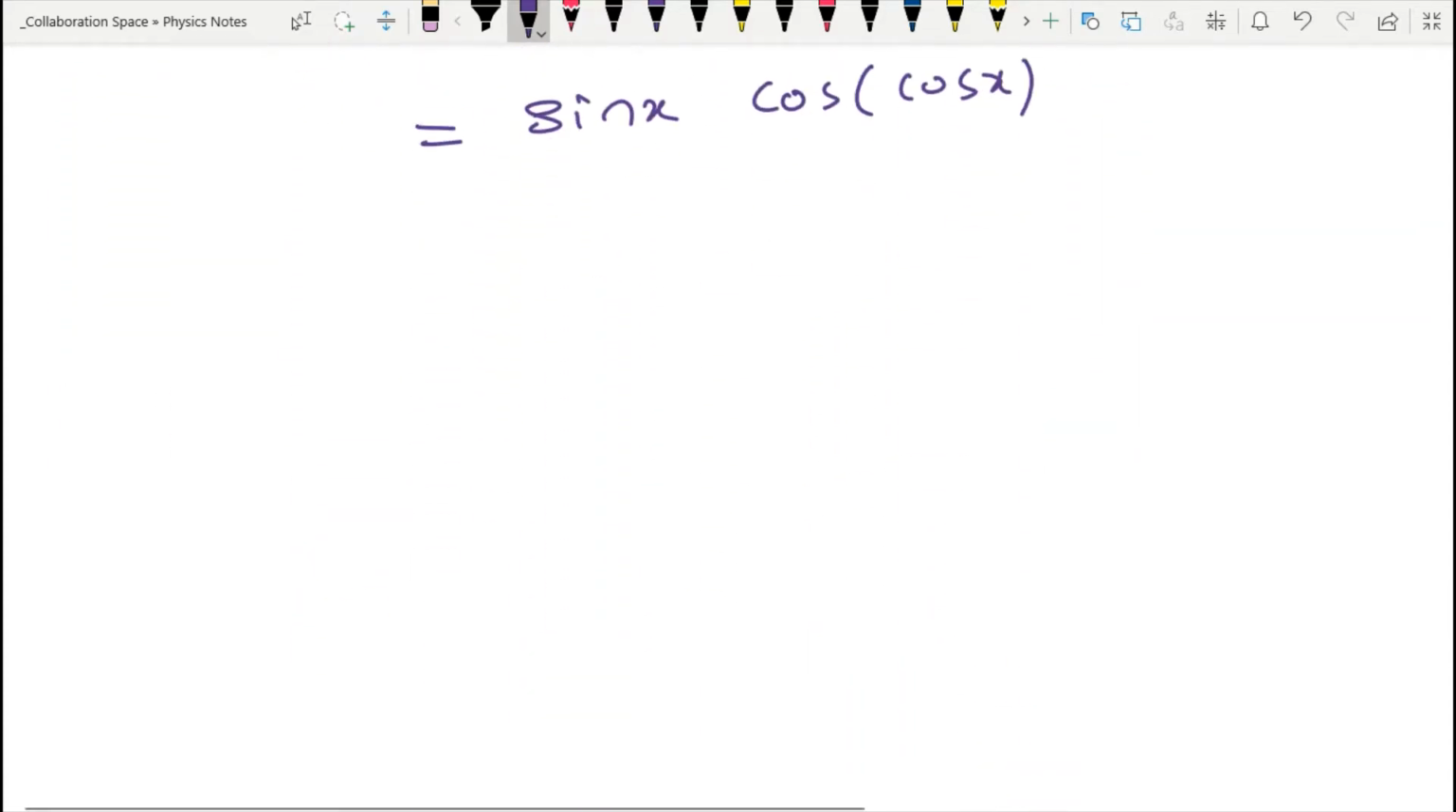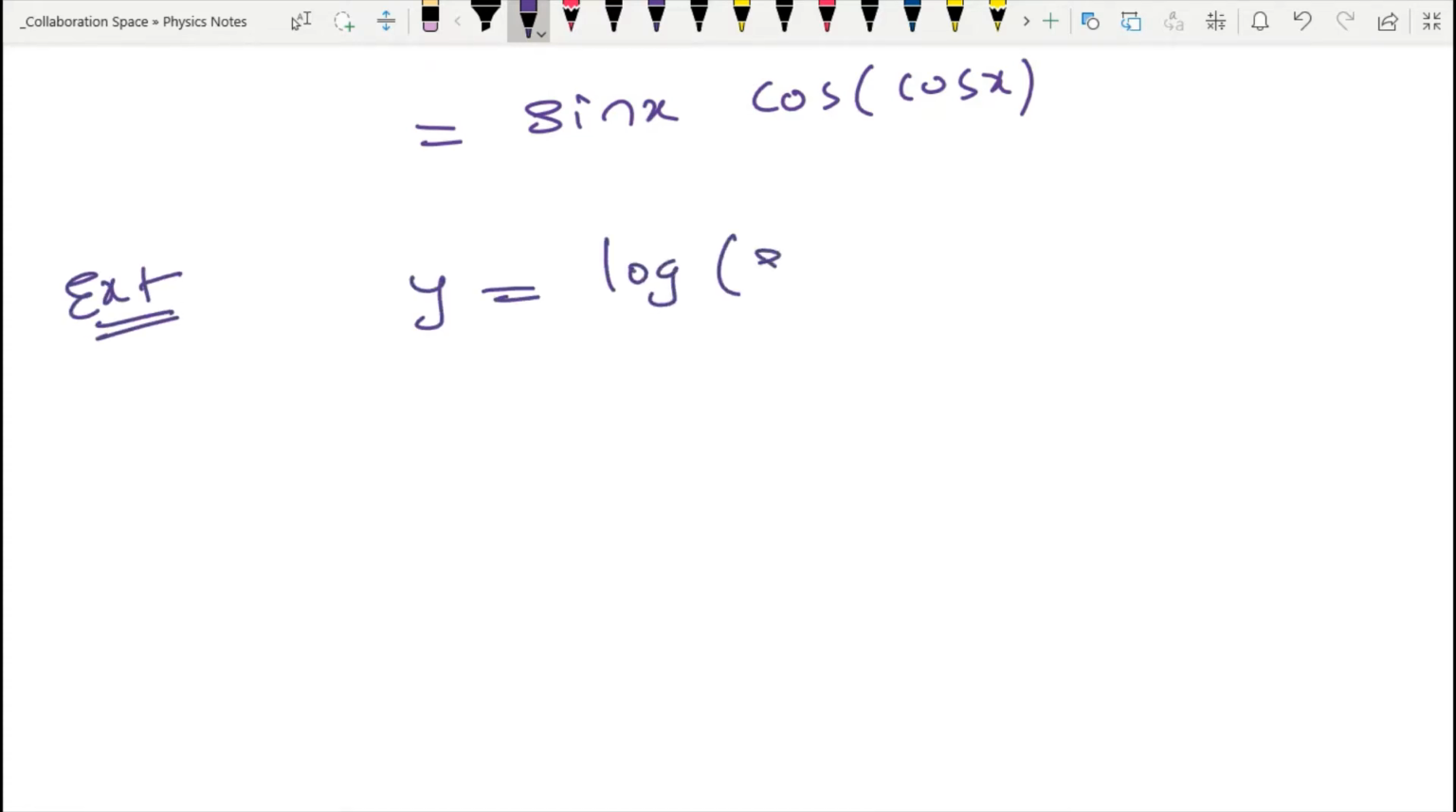So now I will give one small problem. All of you please try, students. Example problem: y = log sin x. So what is the dy/dx of this function? What is the answer, students? Log sin x into cos x, sir.